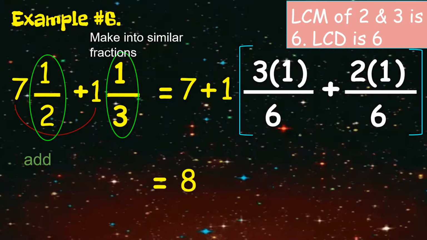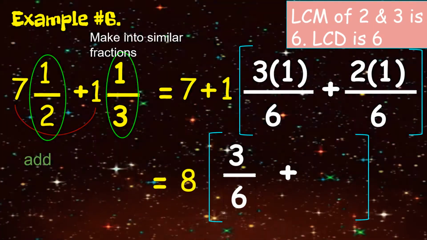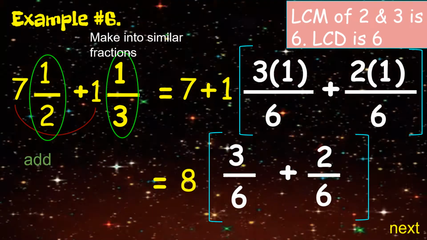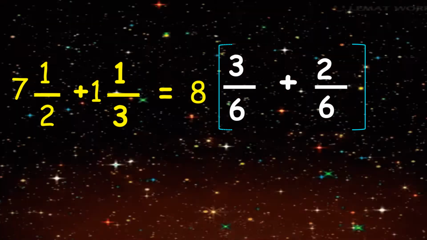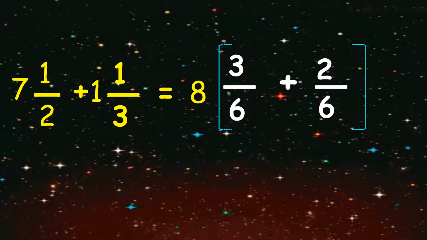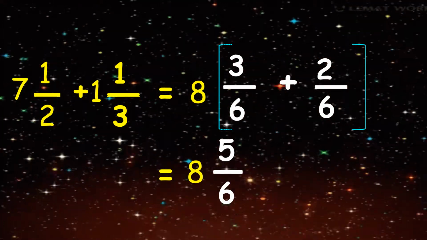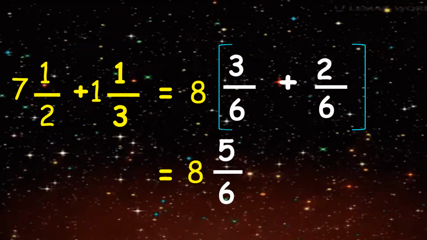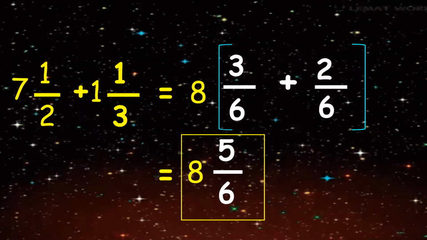Perform the operations on the fractions. We have 3 times 1, 3 over 6. On the other side, 2 times 1, 2 over 6. Next, we'll be adding the similar fractions. To add similar fractions, 3 plus 2 is 5. Then copy the denominator and also the whole number. Therefore, our answer is 8 and 5 over 6.